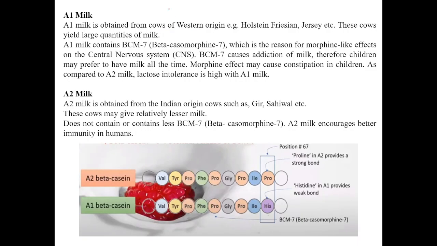So let us now see an important example of A1 and A2 genetic polymorphism. We must have heard a lot about A1 milk and A2 milk. A1 milk is obtained from cows of Western origin, so they may be Jersey or Holstein Friesian.